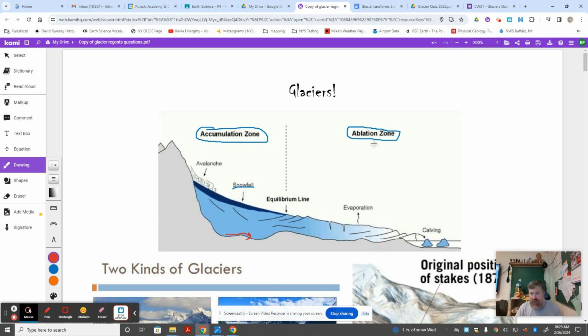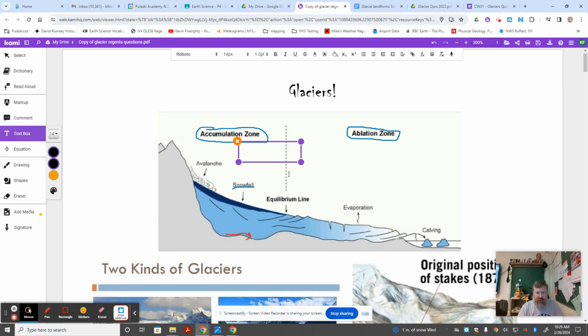Go further south and you're going to get to an area where it's called ablation. And again, don't panic about that vocab. But basically, if we wanted to write down, this is where the glacier grows. And this would be where the glacier shrinks.